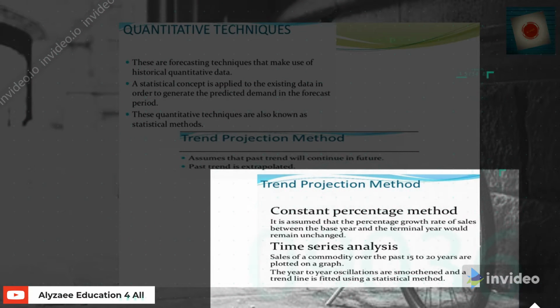Trend projection method, assuming that past trend will continue in future. Past trend is extrapolated. Constant growth method, it is assumed that the percentage growth rate of sales between the base year and the terminal year would remain unchanged. Whereas in time series analysis, we can see the sales of the commodity over the past 15-20 years are plotted on a graph. The year to year oscillations are smoothened and a trend line is fitted using a statistical method.